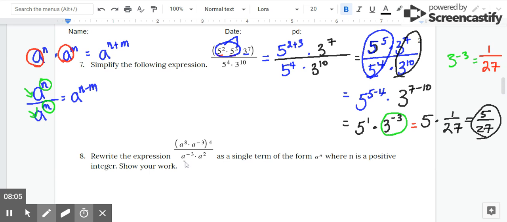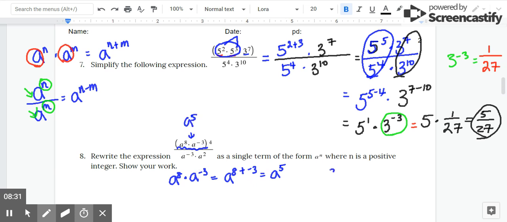Number 8. It's complicated. It is. But if you go step by step, you can do this. So now we have parentheses. I'm going to simplify this. This is what? 8 to the 8 plus negative 3. 8 to the 5th power. Right? Okay, so 8 to the 5th power. This guy is 8 to the 5th power.